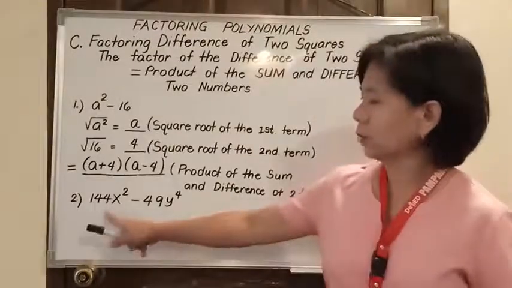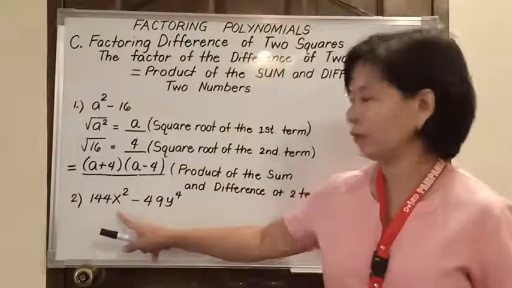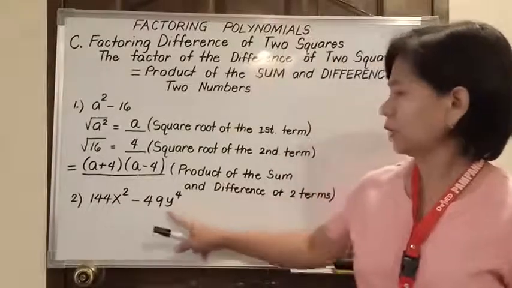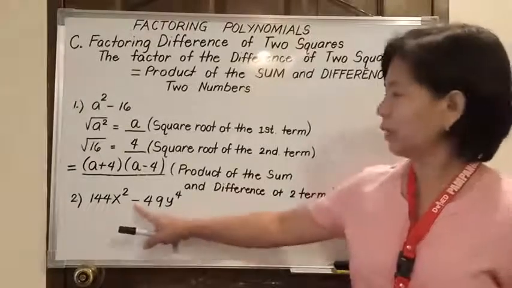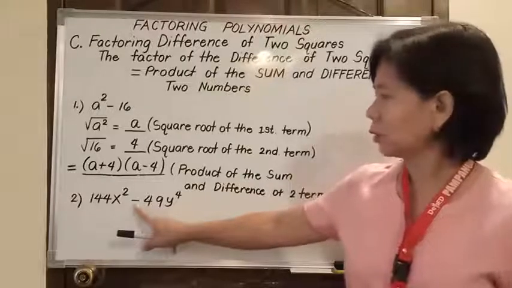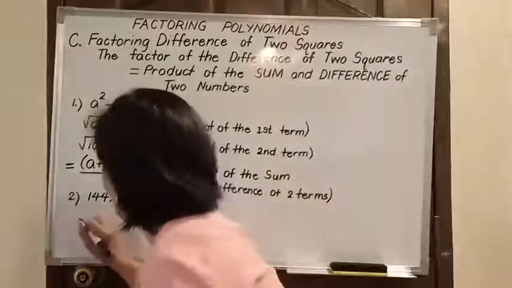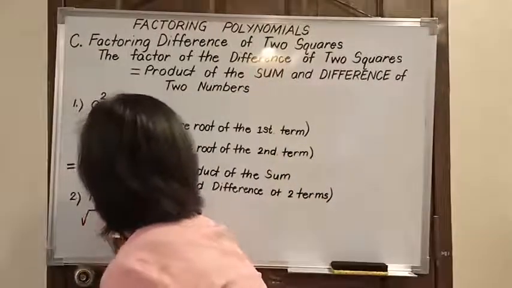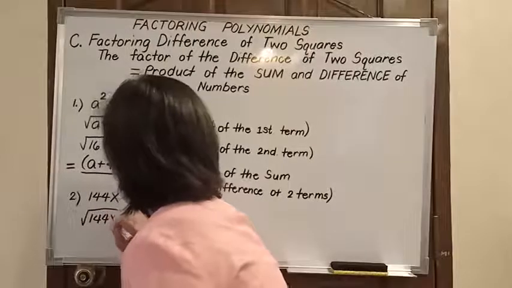The first term is 144x squared. It is a perfect square. And the second term is 49y to the 4th power. It is also a perfect square. Difference, so we have a minus sign between these two terms. So let us solve for the square root of each term. Now, what is the square root of 144x squared?